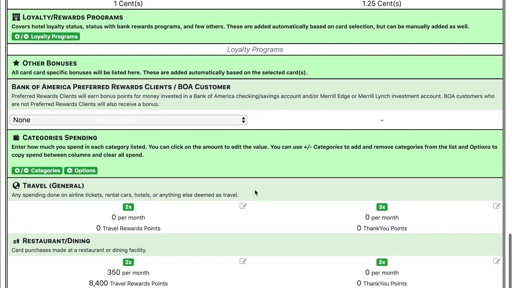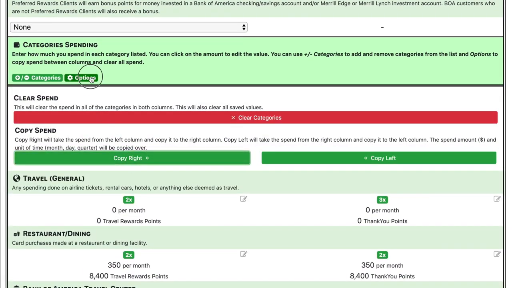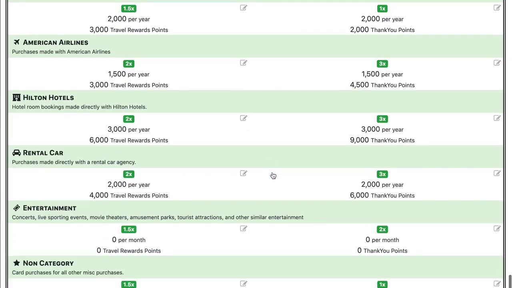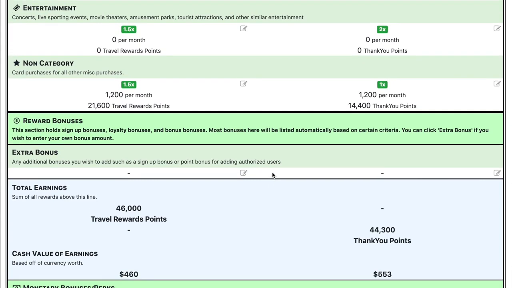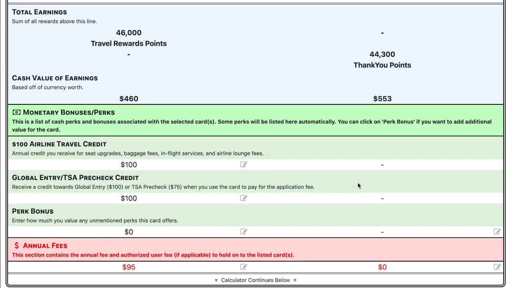So next up is the category spending. Let's go ahead and copy the values to the right. Based off the same spend values, once we scroll down here, you are looking at $460 for the Premium Rewards card and $553 for the Citi Premier. So a pretty big difference there, and that's mainly due to the 3x on the travel and the slight boost in point value.